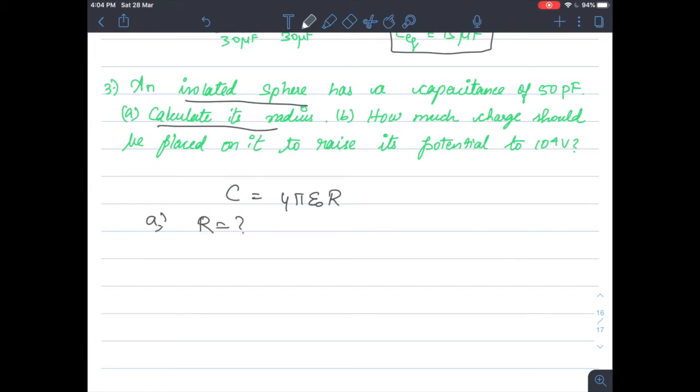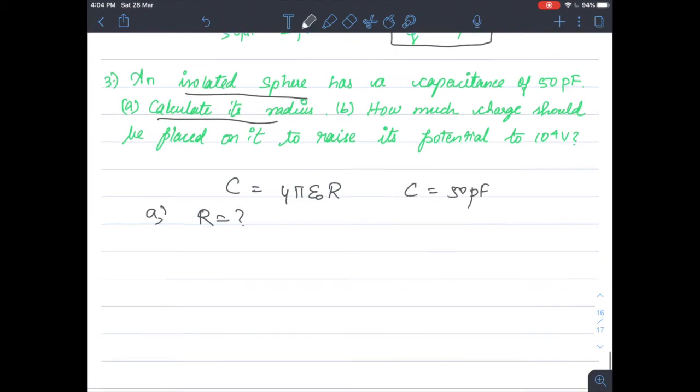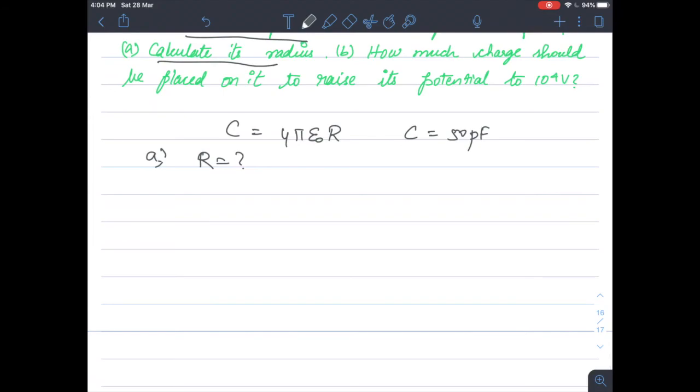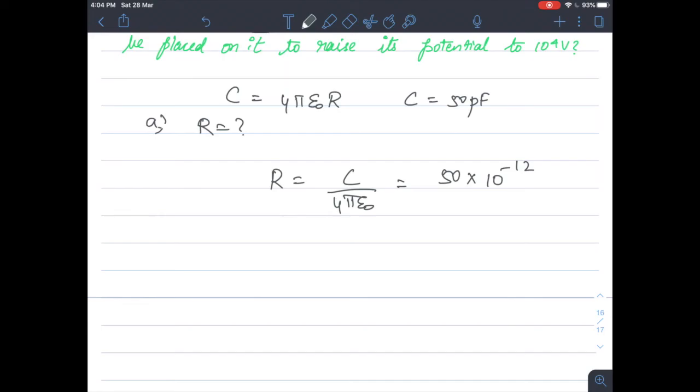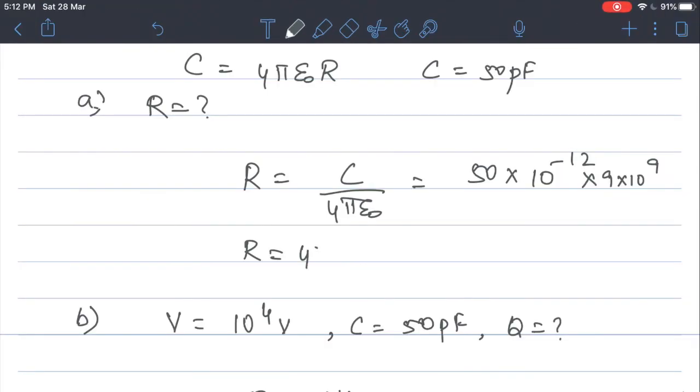So you know the capacitance value they have given you. C is equal to 50 picofarad. So I have to find r. From this, how do I take r? r is going to be equal to C by 4 pi epsilon naught. So C is 50 picofarad, that is 50 into 10 power minus 12 farad. 1 by 4 pi epsilon naught is nothing but 9 into 10 power 9. So r is going to be 450 into 10 power minus 3 meters, or otherwise I can write it as 45 centimeter as well.